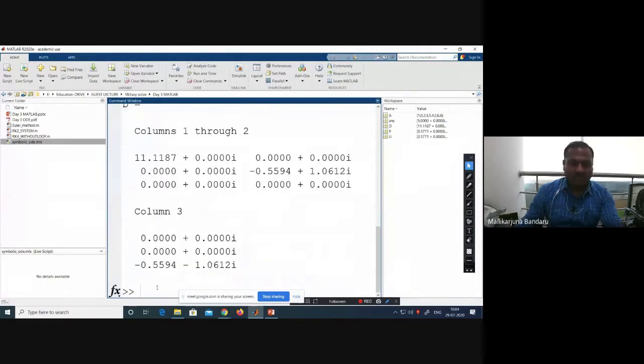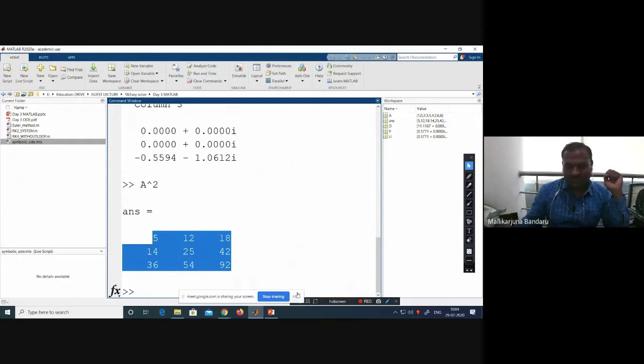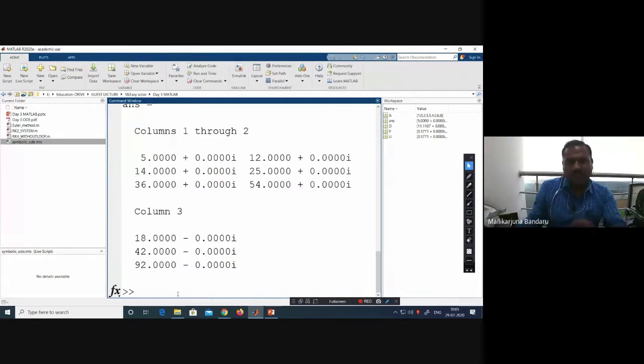See, if you would like to find A square, simply the A square is 5, 12, 18, 14, 25, 42, 36, 54, 90. But using that formula, P star D square star inverse of P, I got the same. It is 5 plus 0 into i. 0 into i is nothing but 0. There is no imaginary part. Don't get confused with this.